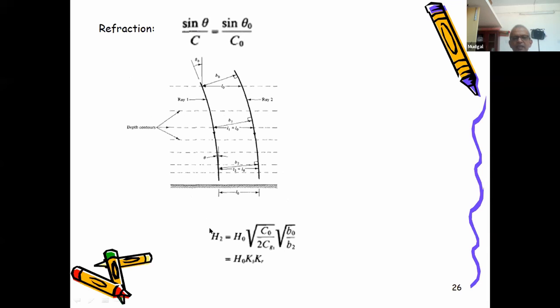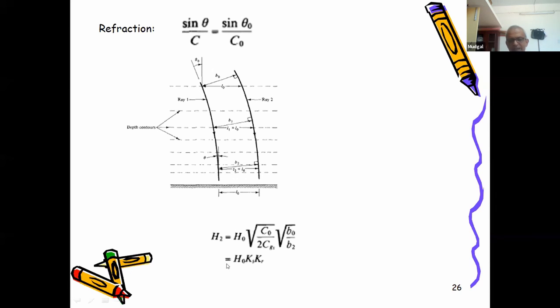Okay, then if you take two rays, you can prove that the refraction is given by sine theta by c equal to sine theta naught by c naught, which is nothing but Snell's equation. So Snell's equation gives you the refraction, and if you want to find the height of the wave H2, that would be equal to the height of the wave in deep water, H naught, into root of C naught by 2 Cg, into root of b naught by b2. So this can be proved using Snell's law.